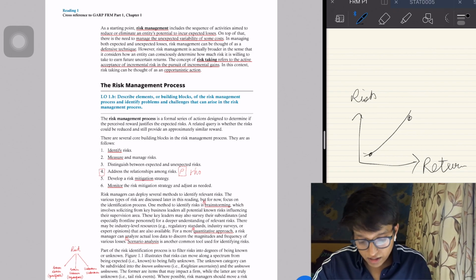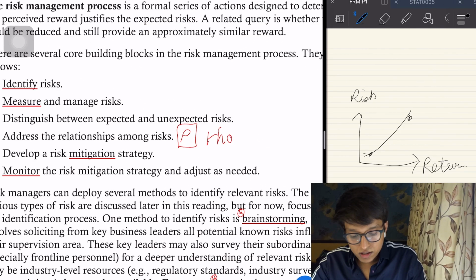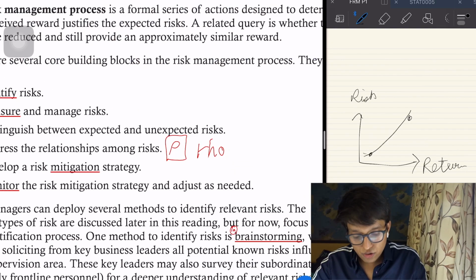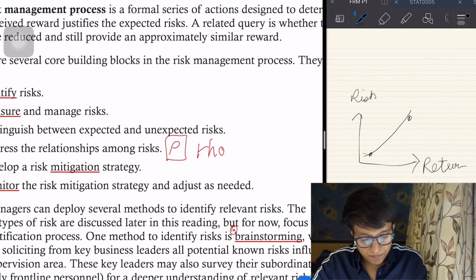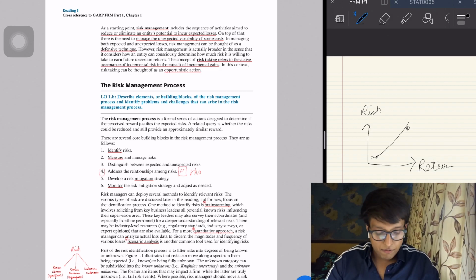The fourth is to address the relationship among risks, which is the symbol of this relationship here, meaning correlation, and the symbol of this is rho, the Greek letter rho. And this is one of the most important concepts in risk management that you'll see everywhere.